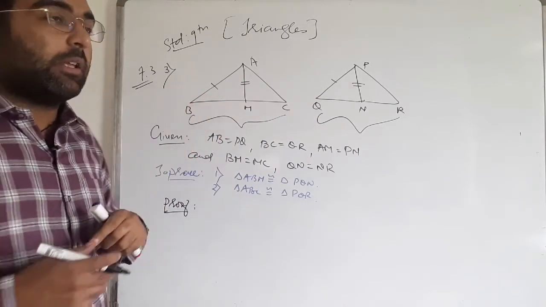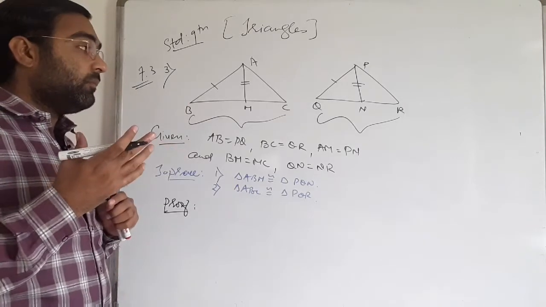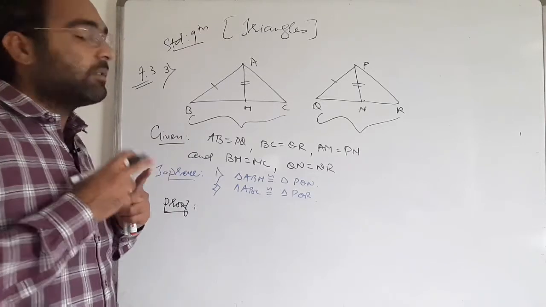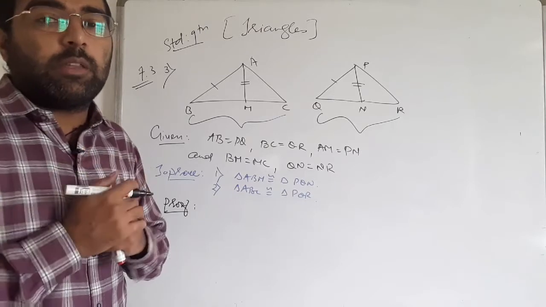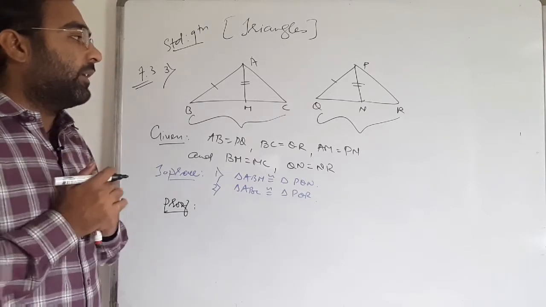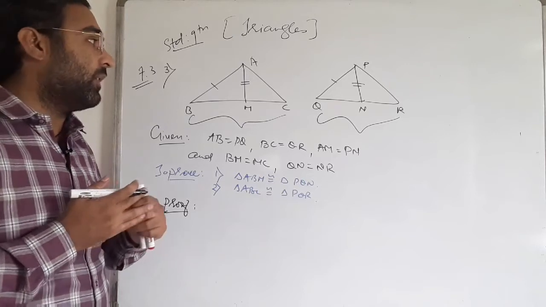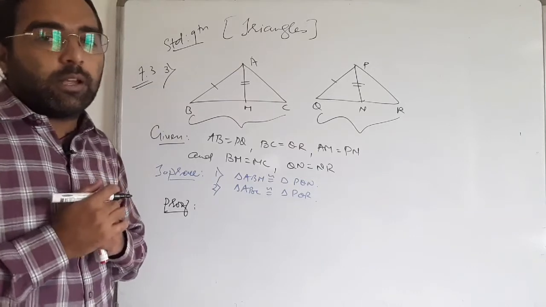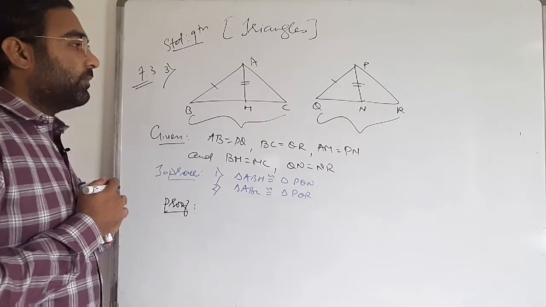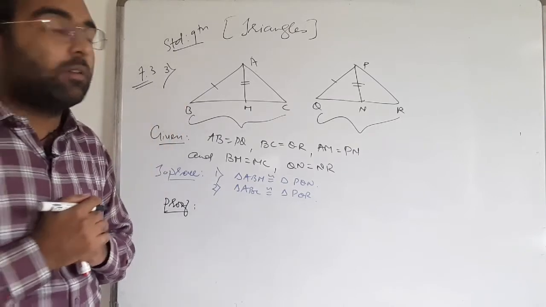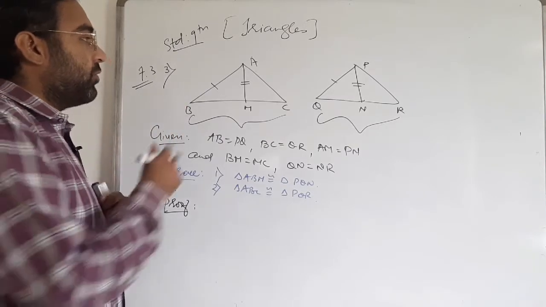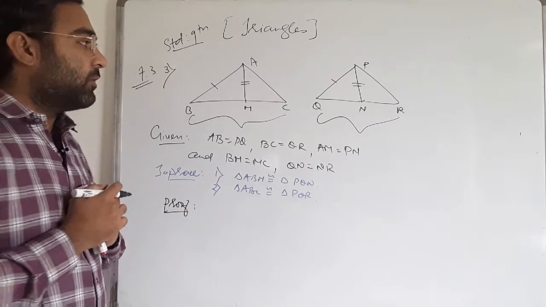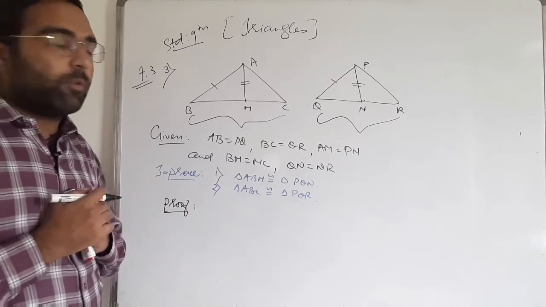the SSS congruency rule. Okay, there are only two congruency rules available here, that is side angle side and side side side. There is no congruency rule that contains only two sides. So either I'll take side angle side, or I'll take side side side. Here side angle side is not proven, as there is no condition given to take BAM and QPN equal. So we have to move to the SSS congruency rule.